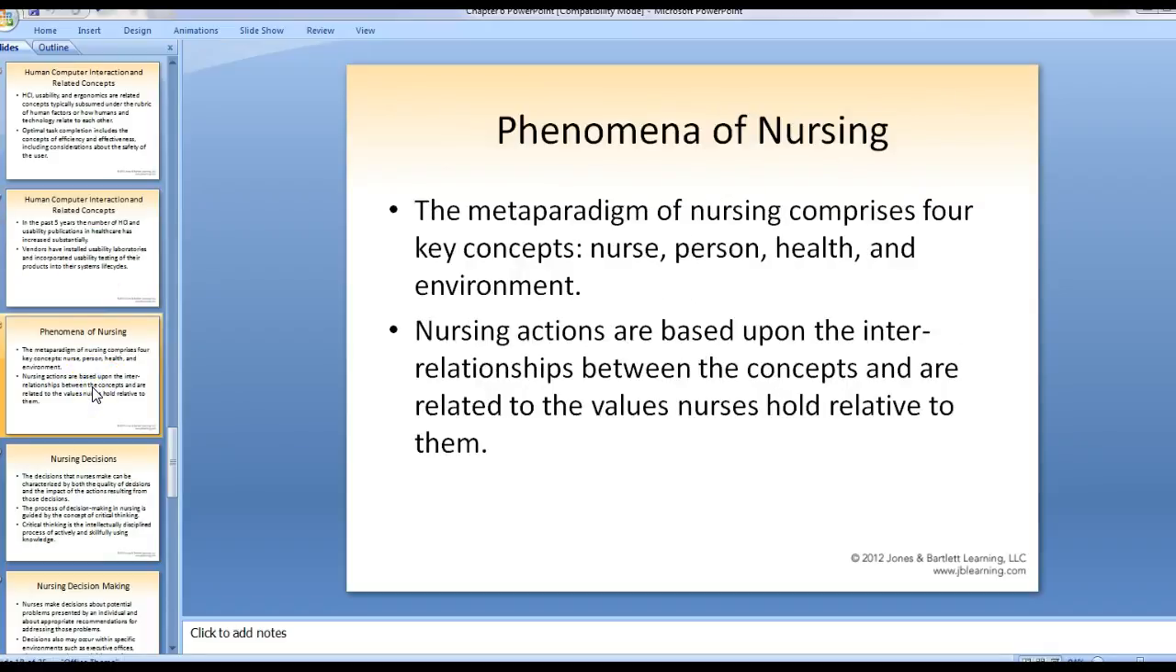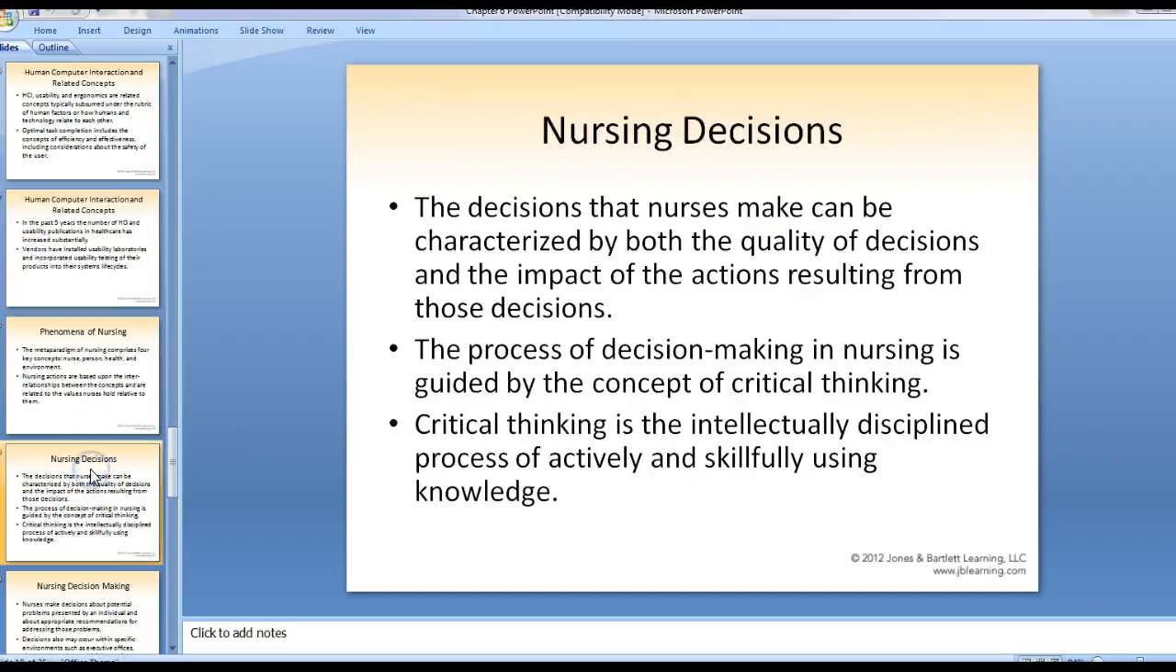The meta paradigm of nursing comprises 4 key concepts: the nurse, person, health, and environment. Nursing actions are based upon the interrelationship between the concepts and are related to the values nurses hold relative to them. Nursing decisions. The decisions that nurses make can be characterized by both the quality of decisions and the impact of the actions resulting from these decisions. The process of decision-making in nursing is guided by the concept of critical thinking. And critical thinking is the intellectually disciplined process of actively and skillfully using knowledge.